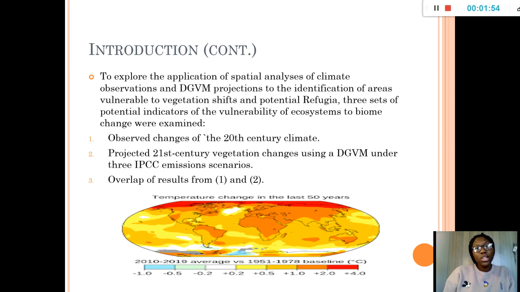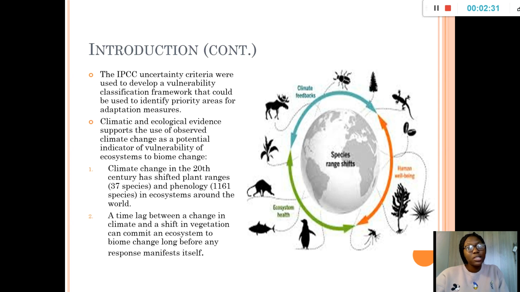To explore the application of spatial analysis of climate and to identify ecosystems that are susceptible or vulnerable to biome changes, 3 sets of potential indicators of the vulnerability of ecosystems to biome change were examined. The researchers first looked at the observed changes of the 20th century climate, followed by the projected 21st century vegetation changes using a GGVM under 3 IPCC emissions scenarios, and lastly the overlap of results from point 1 and point 2. The IPCC uncertainty criteria were used to develop a vulnerability classification framework that could be used to identify priority areas for adaptation measures.